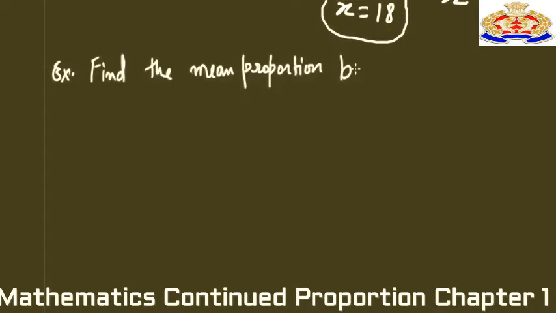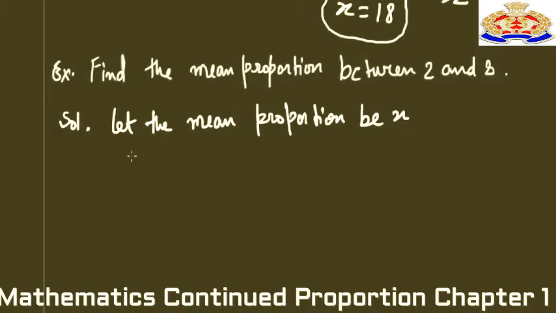Next example. The mean proportion between 2 and 8. Now we know there are two numbers and we have to find the mean proportion, that is, the numbers should be in continued proportion. So how to solve this? This means we have to find the mean proportion. So let us assume the mean proportion be x.